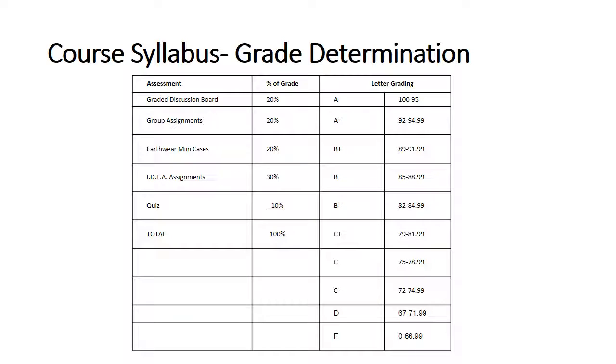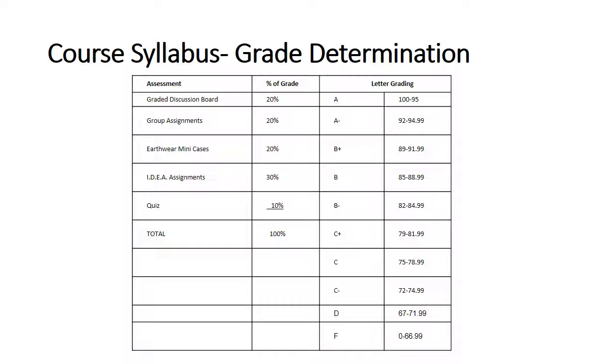Now, how do we figure out your grade? Well, as I said, we weight it. Your graded discussion boards are worth 20% of your final grade, group assignments 20%, Earthware mini cases 20%, I.D.E.A assignments 30%, and your quizzes are worth 17%. Or 10%. I don't know where I got 17 from, but 10%. I know where I got it. I was looking up at my time counter.